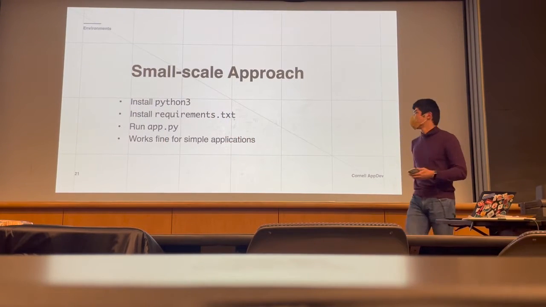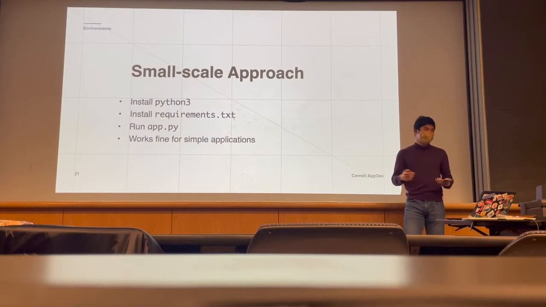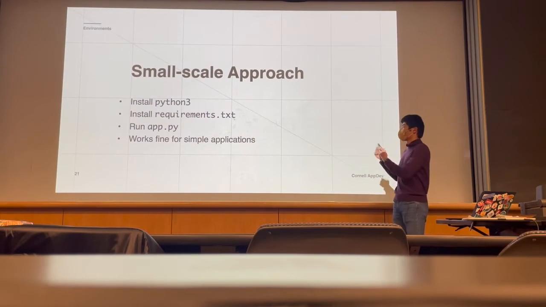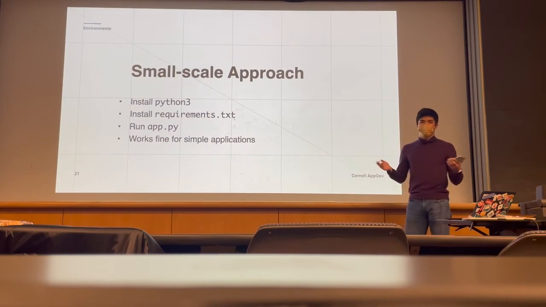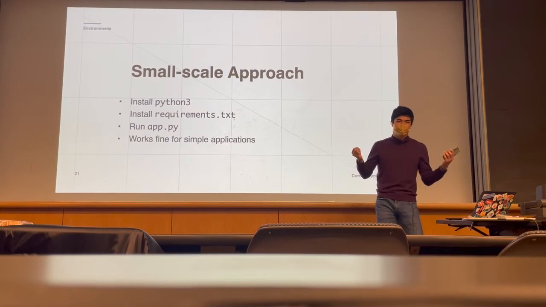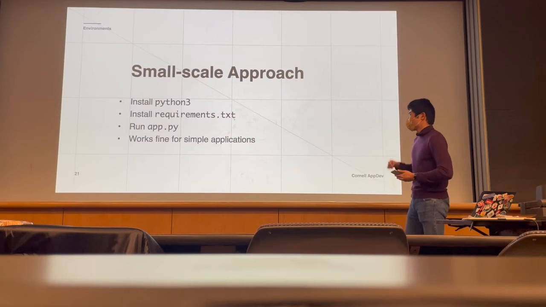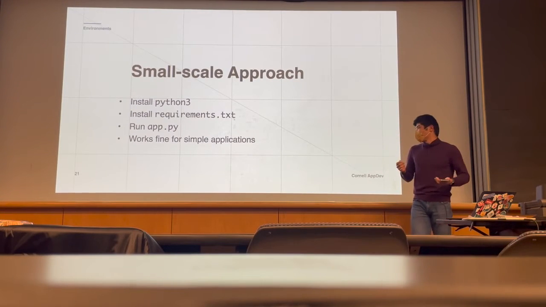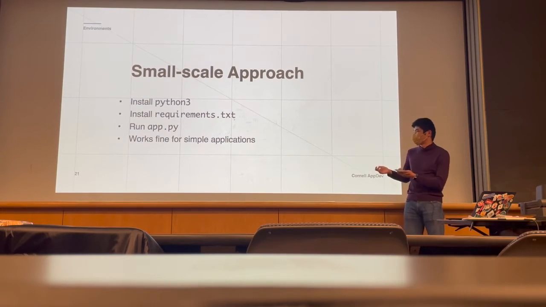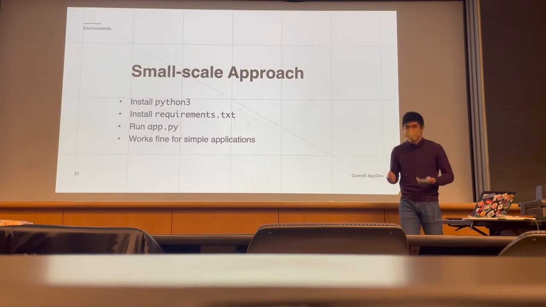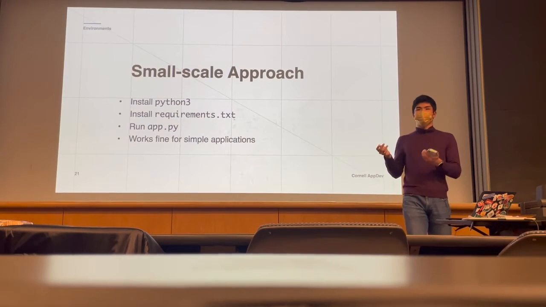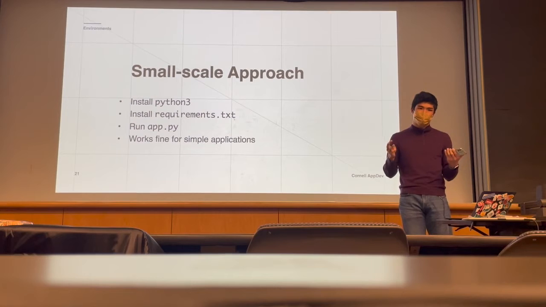Awesome. All right. So far in our class, what have we been doing? We've been having a very, very small scale approach, right? Hate to break it to y'all, but our apps are very, very minuscule in the world that we live in today. So all we do is install Python 3, install requirements.txt, and run app.py. That's all we do, right? And this works well for simple applications. It's only a 3-step process.